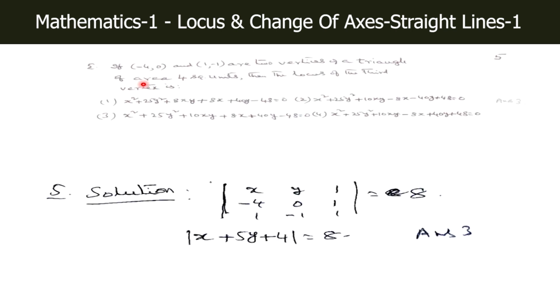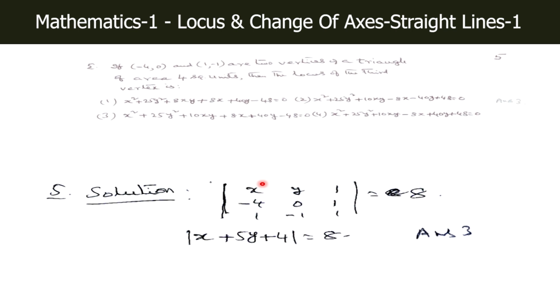If (minus 4, 0) and (1, minus 1) are two vertices of a triangle of area 4 square units, then the locus of the third vertex is so and so, given the options. Now you know that the area of the triangle, where (x1, y1), (x2, y2), (x3, y3) are the vertices of a triangle.